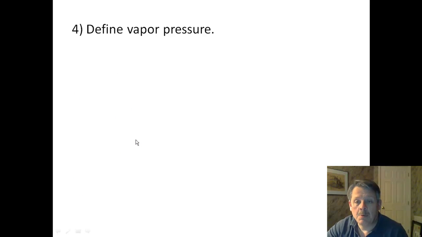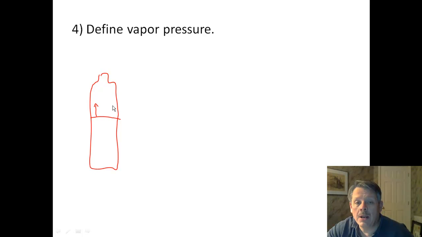Right, vapor pressure. Remember, we showed a picture of a water bottle. The water bottle had some water in it. Let's put the water level there. We have some water evaporating, and we also have water gas particles condensing. So vapor pressure is the pressure that the water in here exerts on the container after it has had a chance to reach equilibrium.